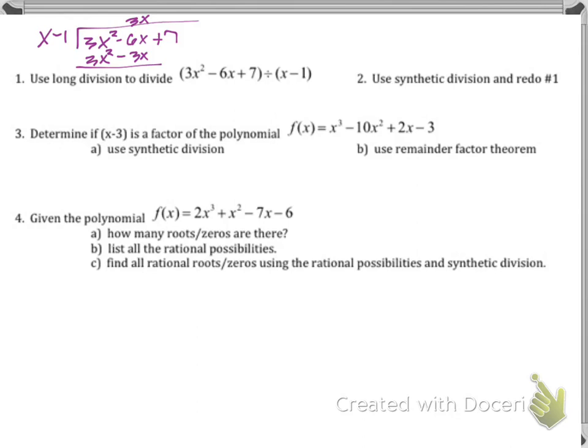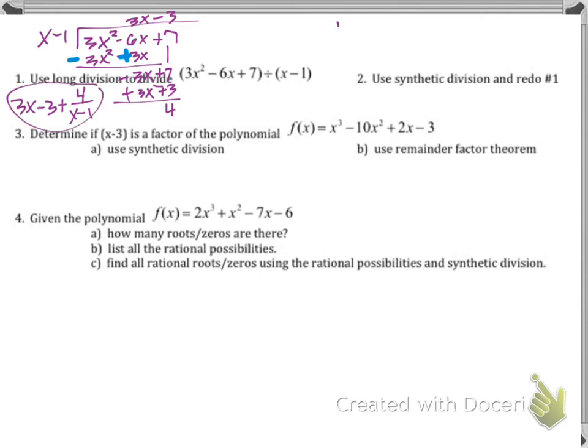Now we're going to subtract. I like to add the opposite. So I change the signs of those things and just add. And I get negative 3x, bring down the 7. X goes into negative 3x negative 3 times. Multiply the negative 3 out. And then change signs and add down. Okay, so I get 3x minus 3 plus 4, the remainder, over x minus 1, the divisor.